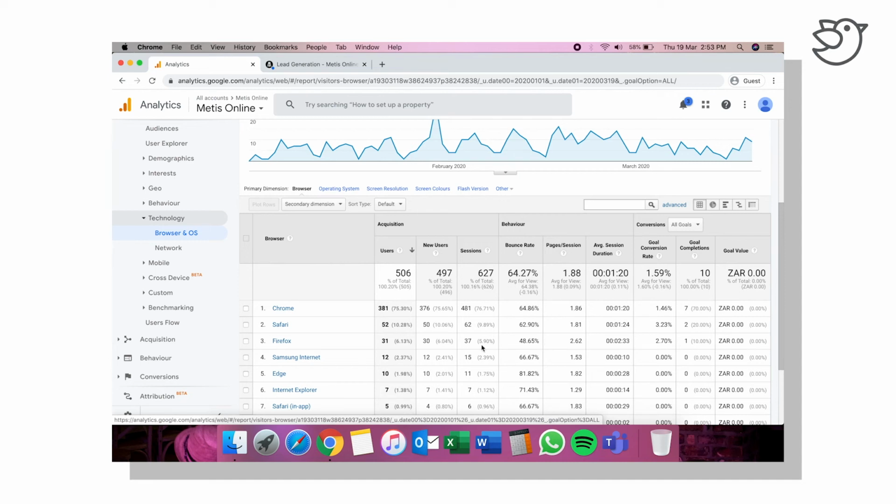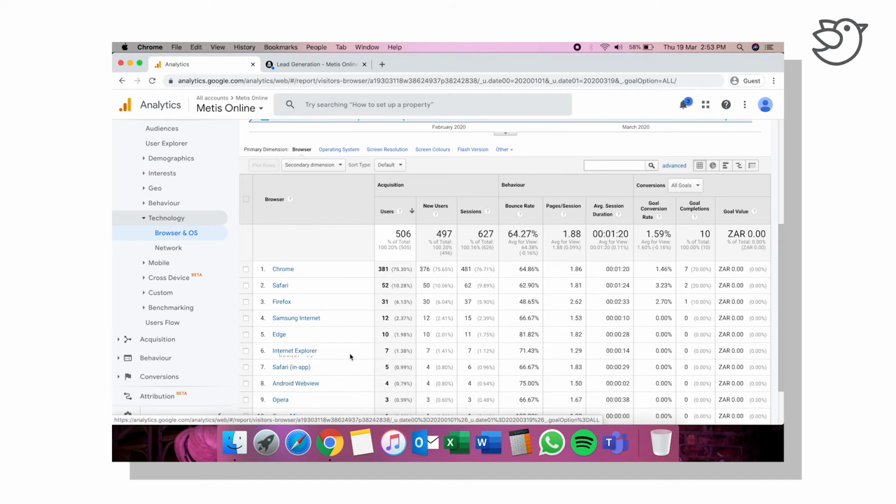You could take a look here, like I've done, and I see Internet Explorer in the last few months, I've only had 7 visitors from it. And then I need to ask myself whether that is something I'm willing to invest in or if I'm actually willing to let it go.